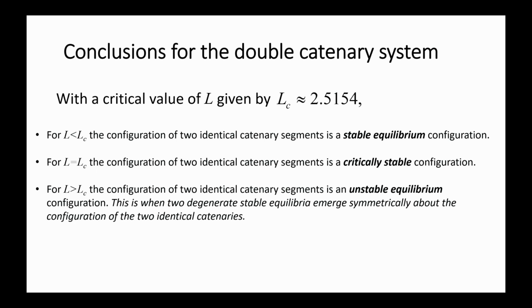So, conclusions for the double catenary system: at the end of the day, we have a critical value of the length of the given loop of about 2.5154-ish. When I'm in the subcritical range, the configuration of two identical catenary segments is a stable equilibrium. At the critical point, that configuration is critically stable, and for the supercritical range, when the length is greater than the critical length, the configuration of two identical segments has become unstable, but two new degenerate stable equilibria have emerged symmetrically about that midpoint.